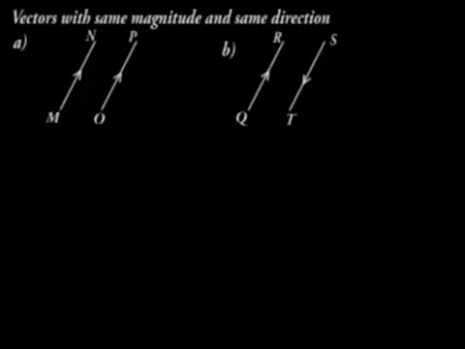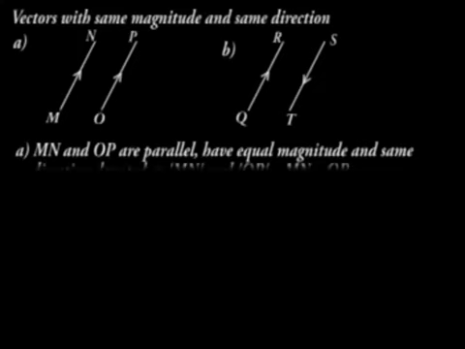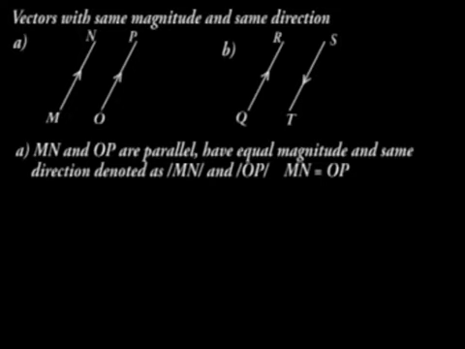Equivalent vectors. Vectors with same magnitude and same direction are said to be equivalent. Consider the lines below. MN and OP are parallel, have equal magnitude and same direction, denoted as below. We write MN is equal to OP.